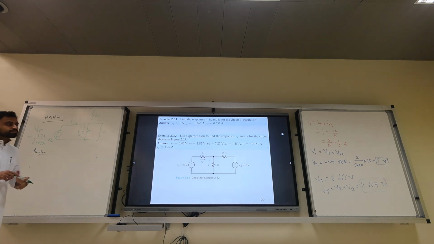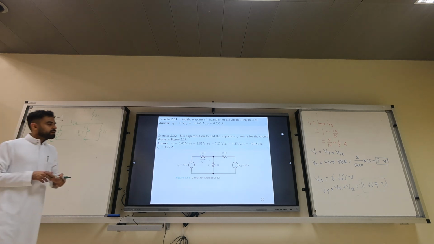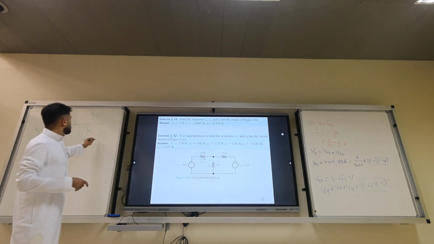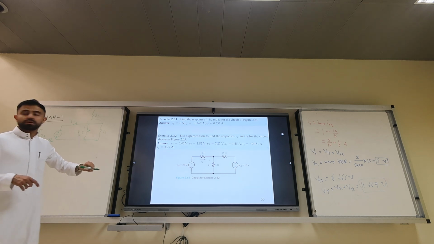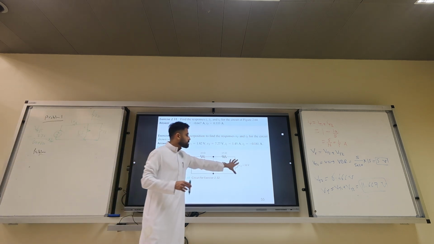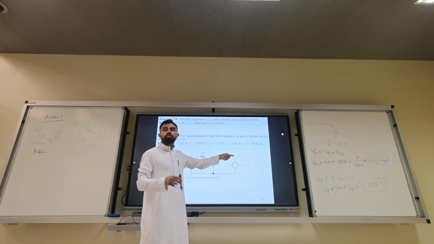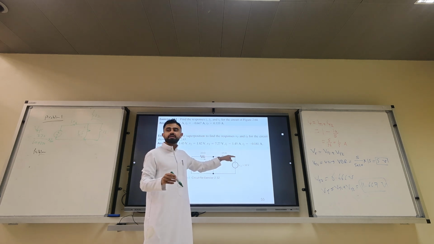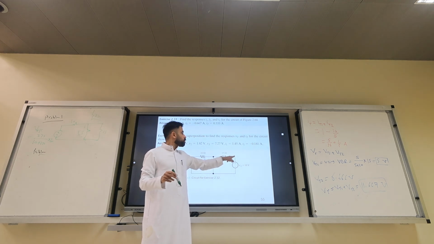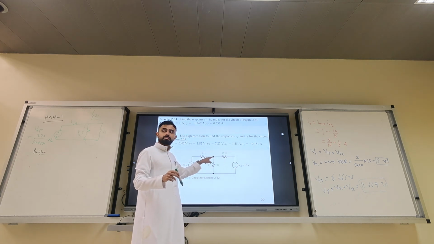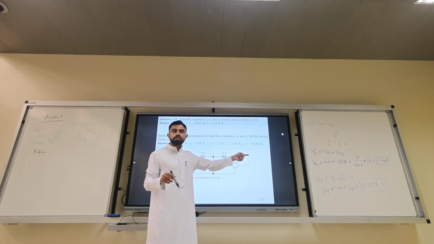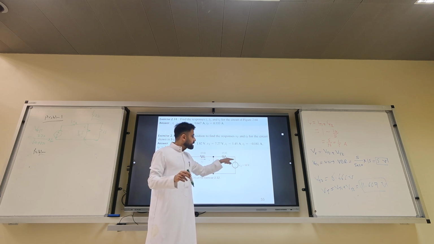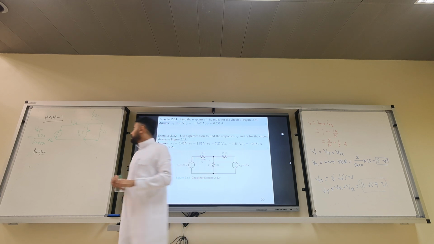This is not a current source, it's a voltage source, so I replace it with a short circuit. If it was a current source, this would be open and this 15 would be hanging in the air. What did I tell you? If you have a resistance hanging in the air, the voltage drop here is the same as here, so the current is 0 because it is hanging in the air. But this time it's a short circuit.